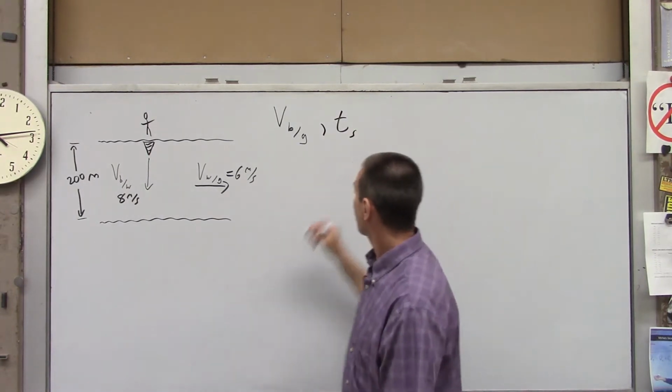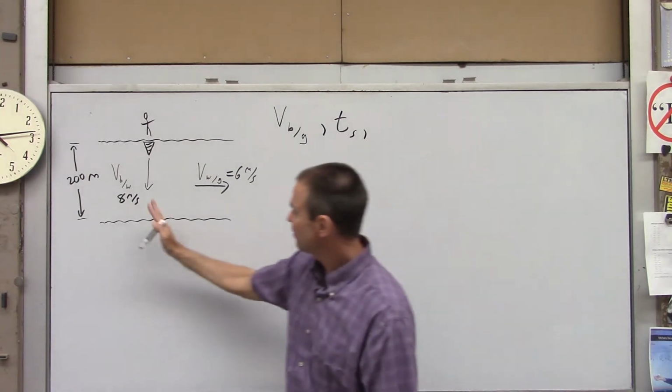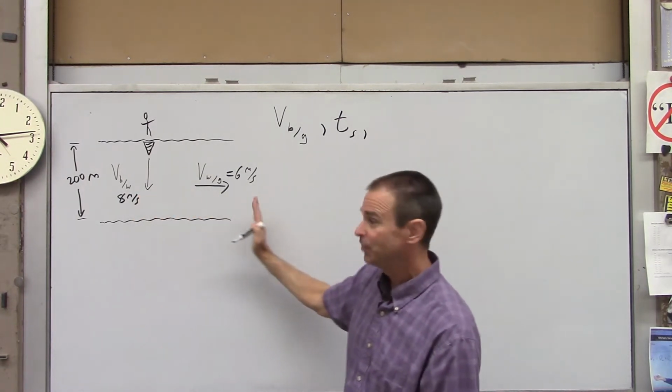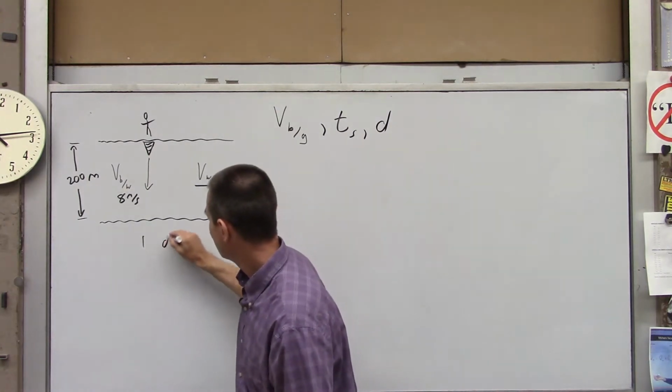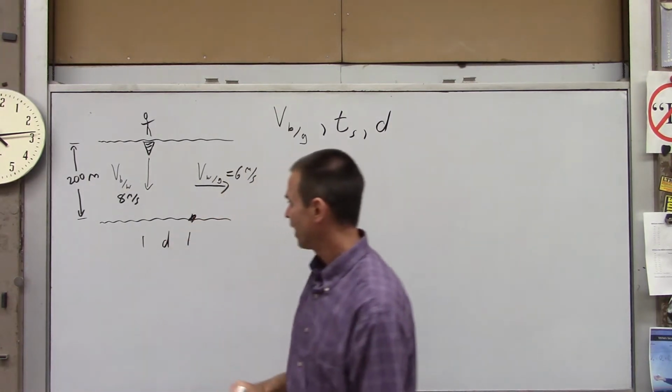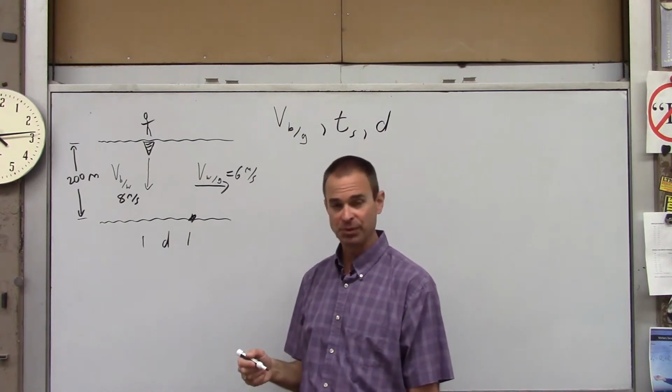We're going to find how far downstream he gets swept. So he's getting swept to the east, and we'll call that D. In other words, where does he land? He's going to land over here somewhere. How far is that from the straight across spot?